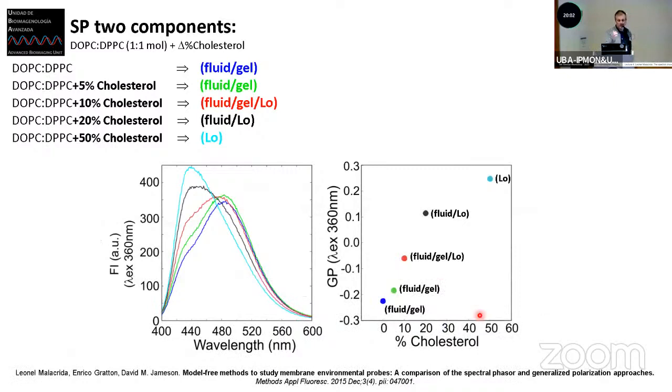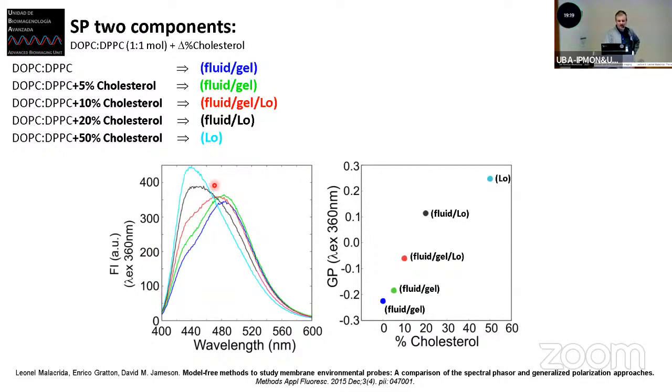And I will try to demonstrate how easily it can analyze complex data using the spectral phasor. So this was part of my PhD thesis using cuvettes, and I prepared vesicles with different phospholipids. The DOPC is fluid at the temperature of the experiment, so it's very relaxed. And DPPC is rigid, it's solid. So if you mix both of them, you will have a mixture of fluid and gel domains. If you increase cholesterol, this can be very complex. You can go from fluid gel to liquid order, but in the middle, you will have a mixture of fluid, gel, liquid order, etc. These are different physical states of the membrane.